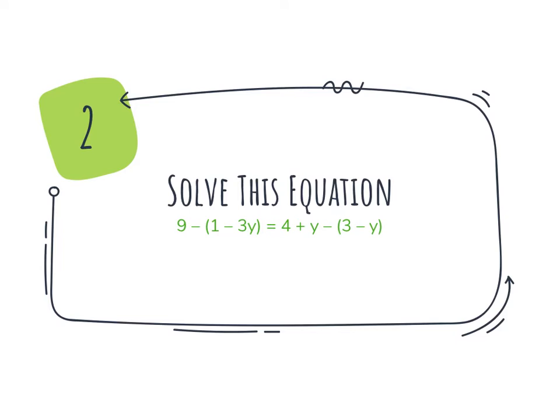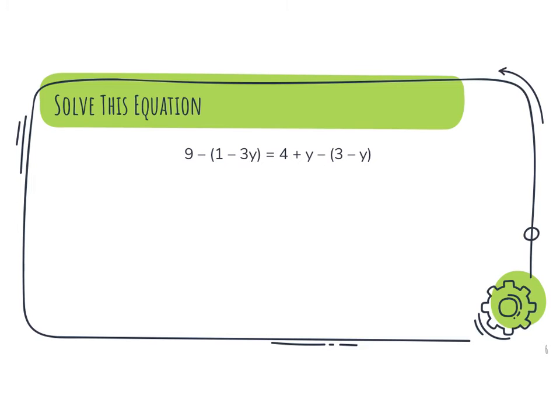This one here: 9 minus, in parentheses, 1 minus 3y, equals 4 plus y minus, in parentheses, 3 minus y. The first thing we're going to deal with in this problem is the parentheses. Because we have those subtraction signs in front of the parentheses, this would be the same thing as having tiles in that negative region, and so we first want to flip them up and over. When we're not dealing with tiles, the way we would say this is that we are distributing that negative to all terms within the parentheses.